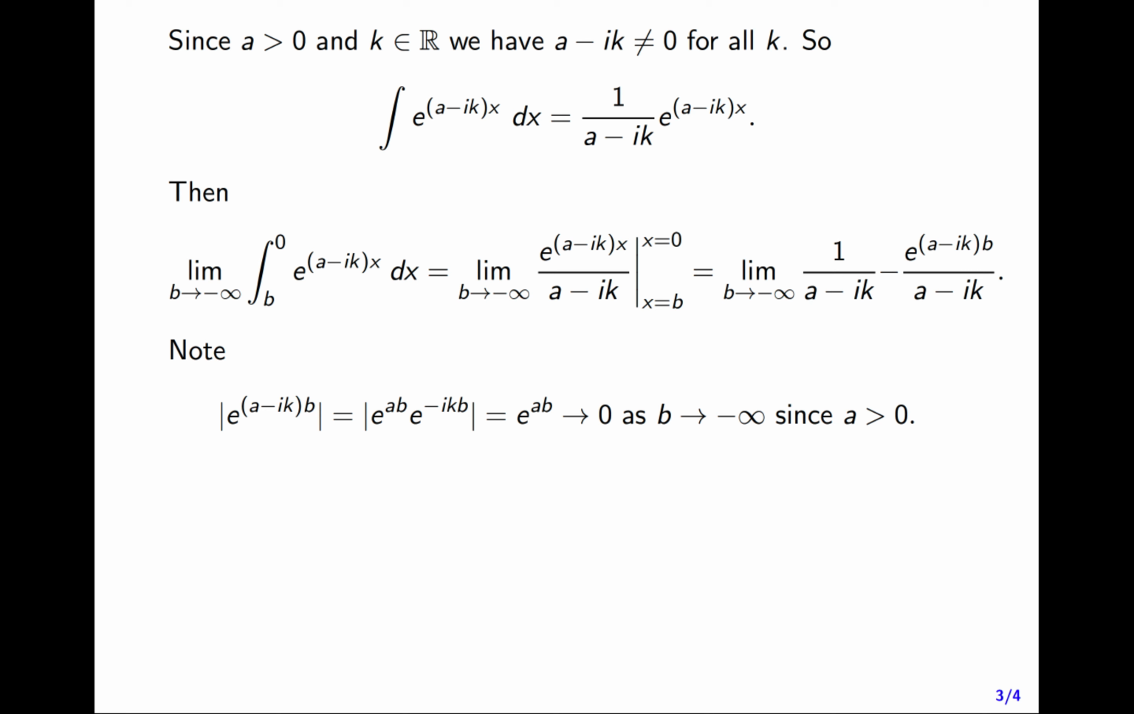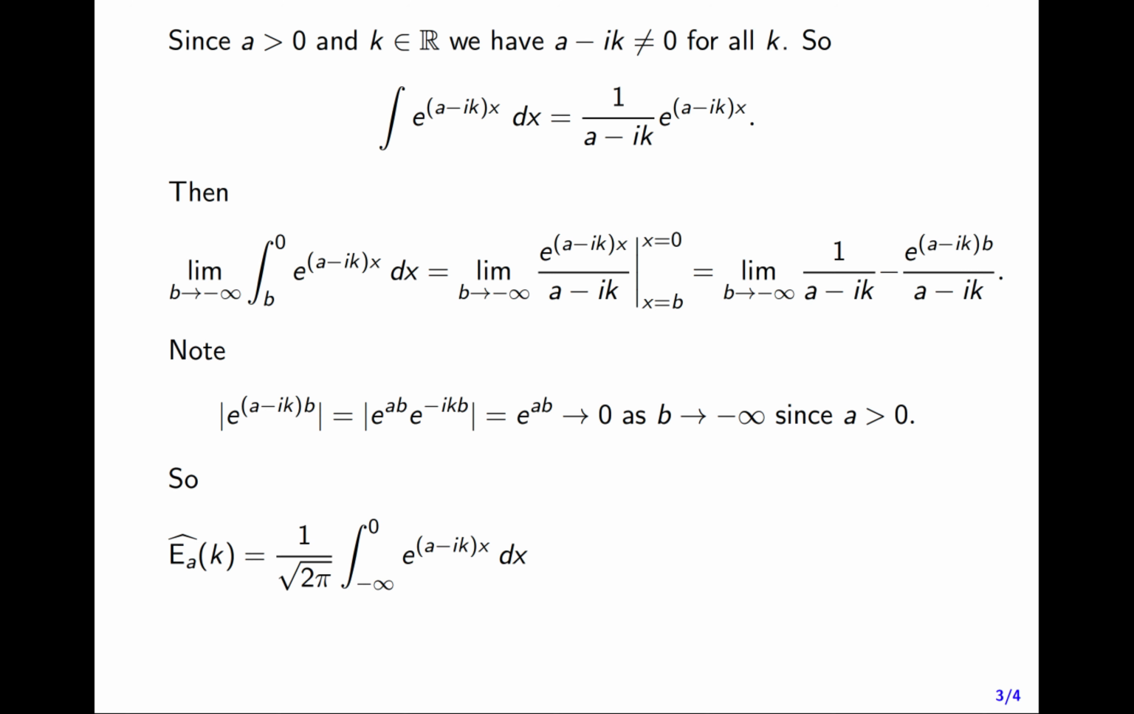And this, I claim, goes to 0 as b goes to minus infinity, because a is greater than 0. So a is positive, b is negative. The exponent here is negative. You make b a big negative number, and e to the ab becomes very small. And here, to emphasize again, it hinges critically on taking a to be positive.